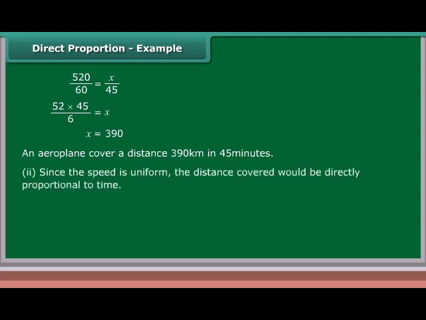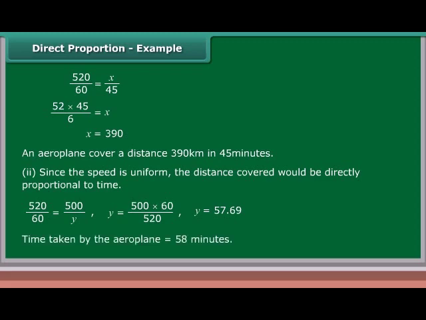Since the speed is uniform, the distance covered would be directly proportional to the time. 520 upon 60 is equal to 500 upon Y. So Y is equal to 500 into 60 upon 520. Y is equal to 57.69. Time taken by the airplane is about 58 minutes.